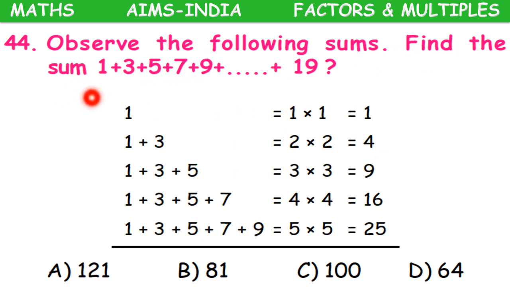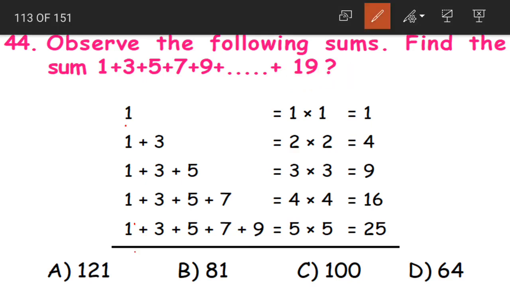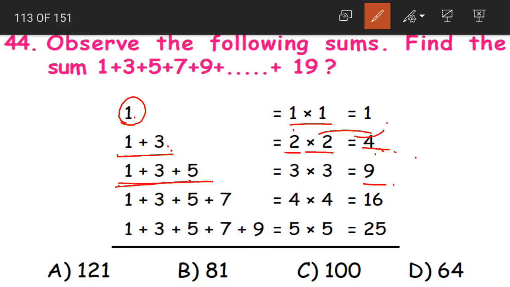Observe the following sum. Find the sum 1 plus 3 plus 5 plus 7 till 19. If we observe here, all the numbers are odd numbers. Here we are having only one odd number, so we have taken 1 into 1, which is equal to 1. 1 plus 3 is equal to 4. Here we are having two odd numbers, so we have taken 2 into 2, which is also equal to 4. Next, 1 plus 3 plus 5 is equal to 9. Again here we are having 3 odd numbers, so 3 into 3 also becomes 9.